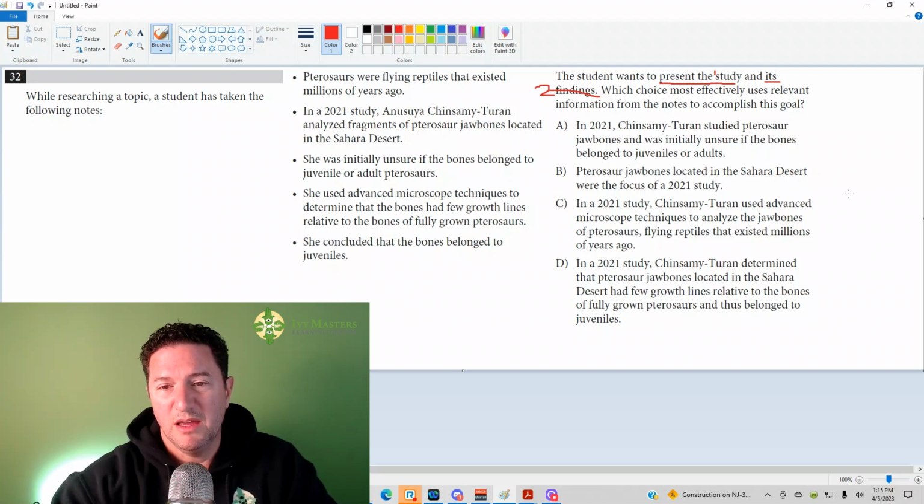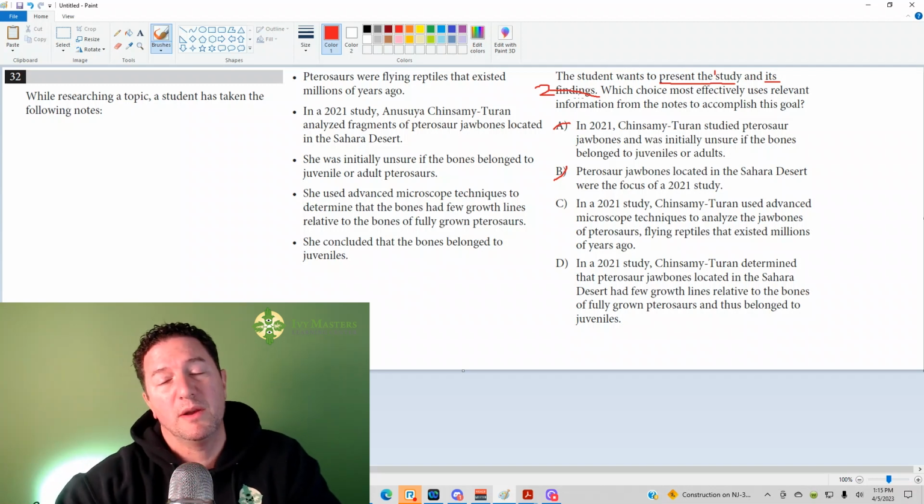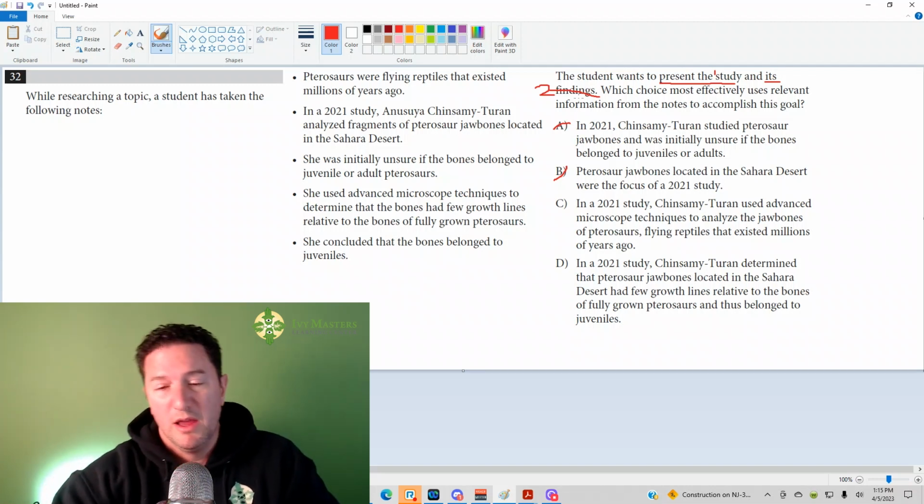Answer choice A, 2021, Chinsamy-Turan studied pterosaur jawbones and was initially unsure if the bones belonged to juveniles or adults. It does not have the findings. Looks like it's not going to be A. Answer choice B, pterosaur jawbones located in the Sahara Desert with a focus of a 2021 study. Again, it didn't tell us the findings. So that's how important it is. Like if the question's got multiple parts, then you want to point out which those parts are and answer accordingly.